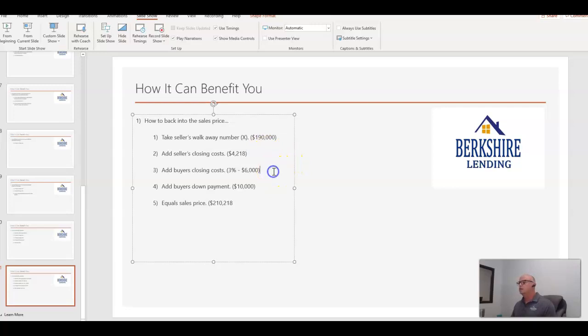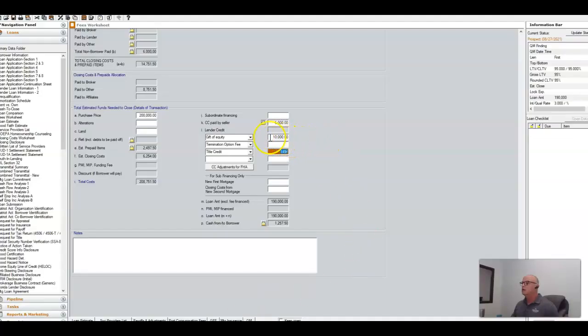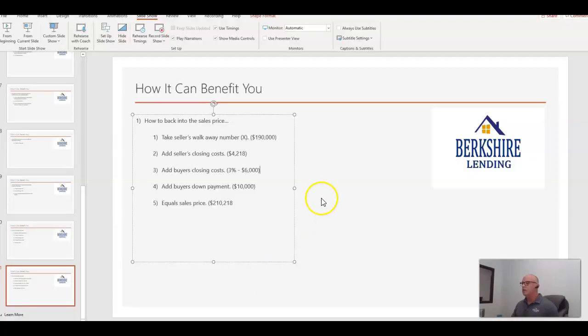Buyer's closing costs. On a conventional loan, when you are putting down less than 10%, the max the seller can contribute is 3%. So I have this max contribution in here, and if you look down here, there's a seller contribution of $6,000, which is the max allowed on this program for this down payment. And then you have your down payment.